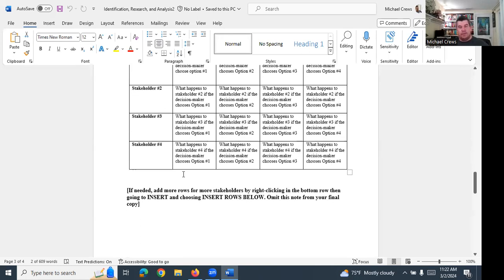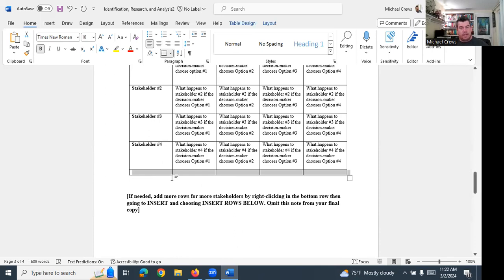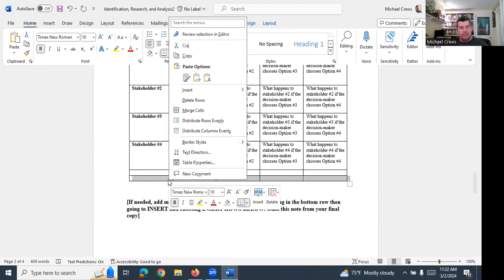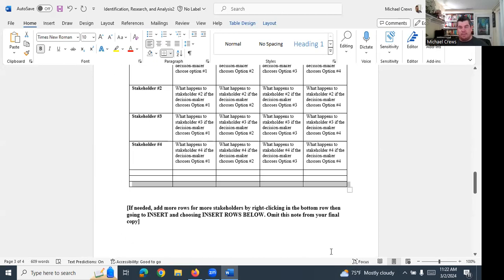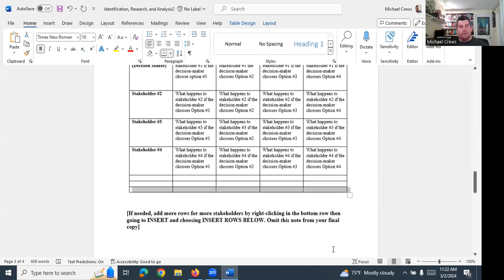All you have to do is go to the bottom row. I'm hitting the right click button and it brings up this menu. Okay, and then I'm going to the insert, and I'm going to go rows below. You see, and I can do that multiple times. Right click, insert, rows below. You get it? And then as you fill stuff in, it'll expand the boxes like we have here. But I just click and add, okay?